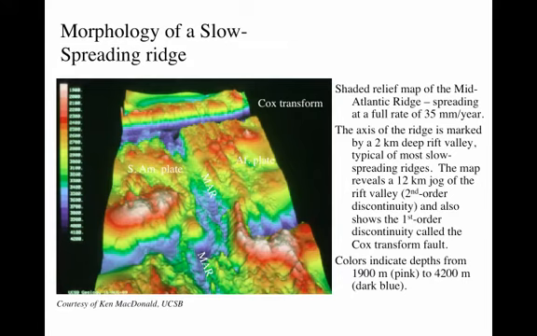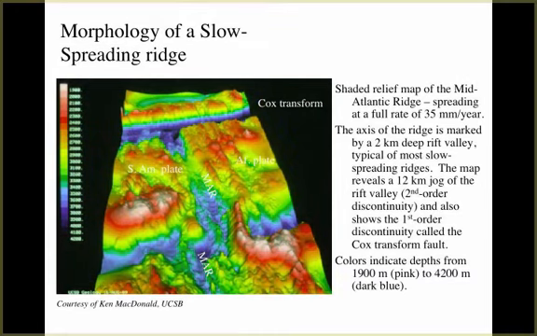If we look at the morphology of a slow spreading ridge, like the Mid-Atlantic Ridge, it's spreading at a rate of 35 millimeters a year. The ridge axis is marked by a valley. That's typical of most spreading ridges. There is a jog in the Rift Valley, a 12-kilometer jog. That is a second order discontinuity on one of these ridges. And it shows a first order discontinuity of this Cox transform fault. Here, the colors are indicating depths of 1,900 meters in the red, pink colors and 4,200 meters in the dark blues.